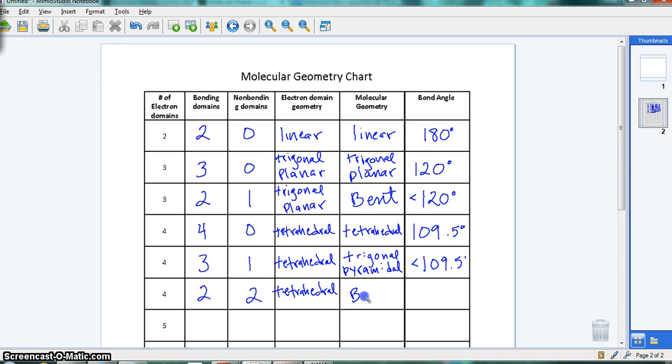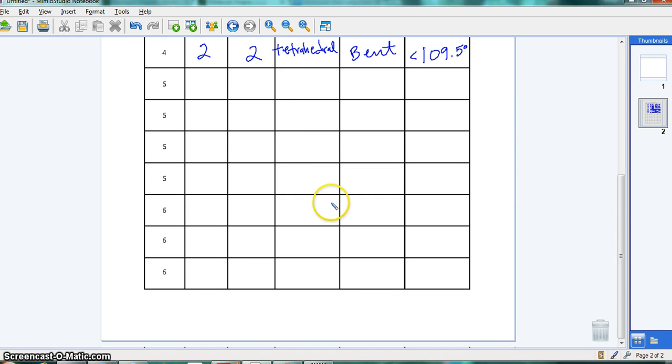This time it's bent and less than 109.5 degrees. Okay? Okay, our next group of electrons, there will be 5 of them. Okay, so let's take a look at what that means.